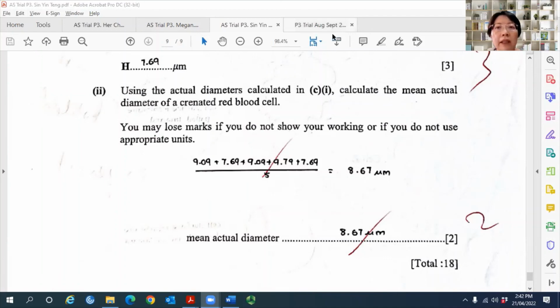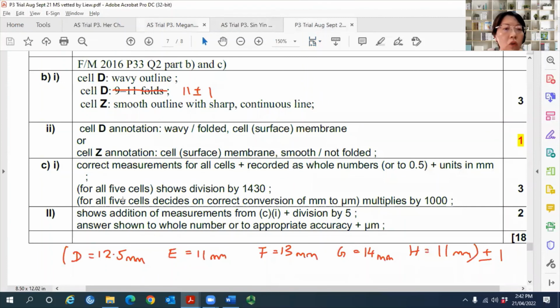So let's check the mark scheme. You need to show that you add all the 5 measurements and then divide by 5, and then write your answer to the nearest whole number or to the appropriate accuracy. That means appropriate significant figures, and the unit is in micrometer.